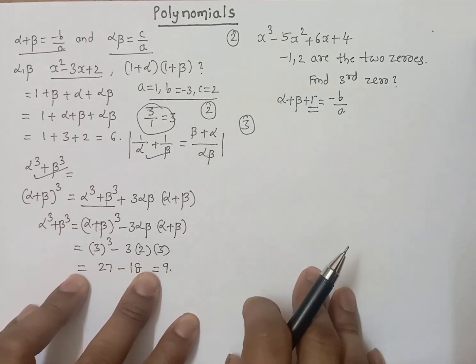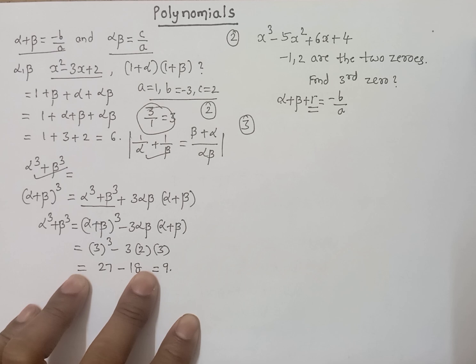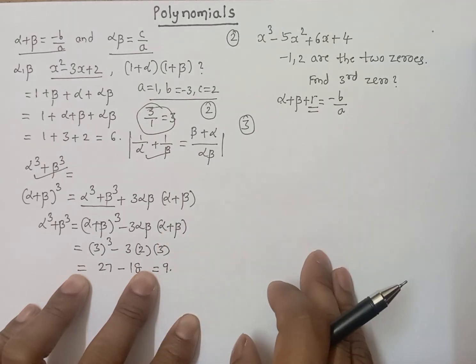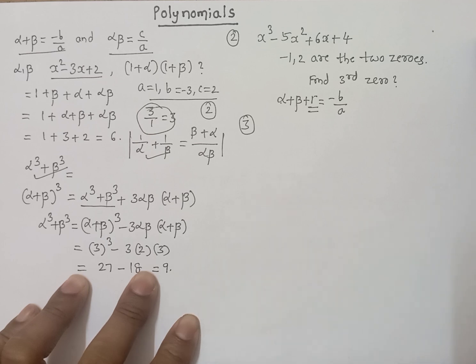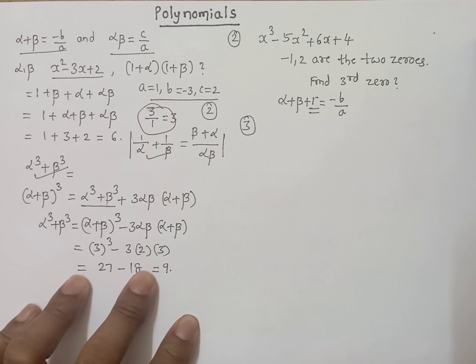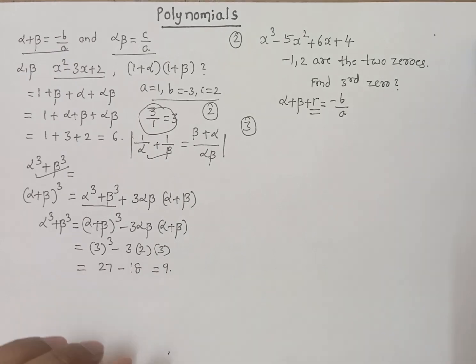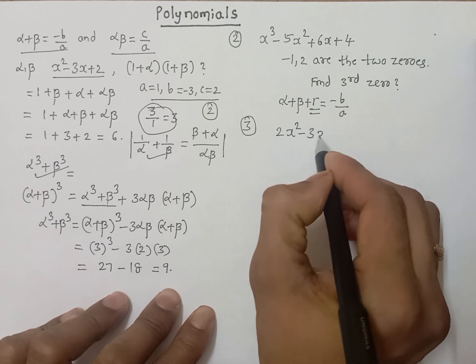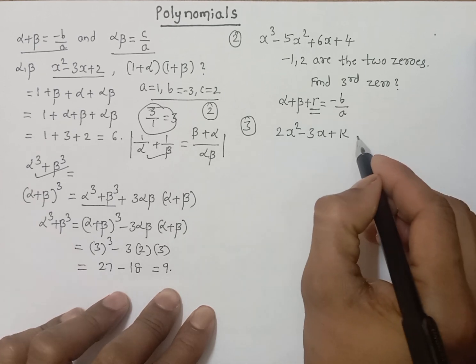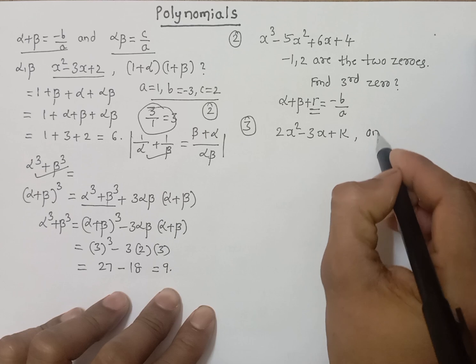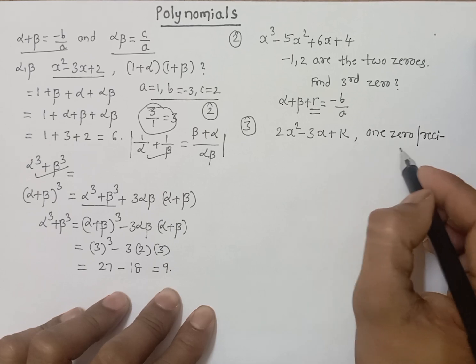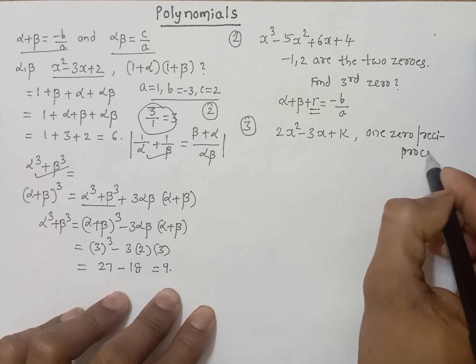Let us take, suppose it is given that one zero is the reciprocal of another zero. You will be given a quadratic polynomial in which one zero is the reciprocal of the other one. Then finding the variable value is very, very important. Like this, I'll take one question and explain it to you. Let us consider one question. I'm taking 2x square minus 3x plus k, and it is given that one zero, one solution or one root, is the reciprocal of the other one.